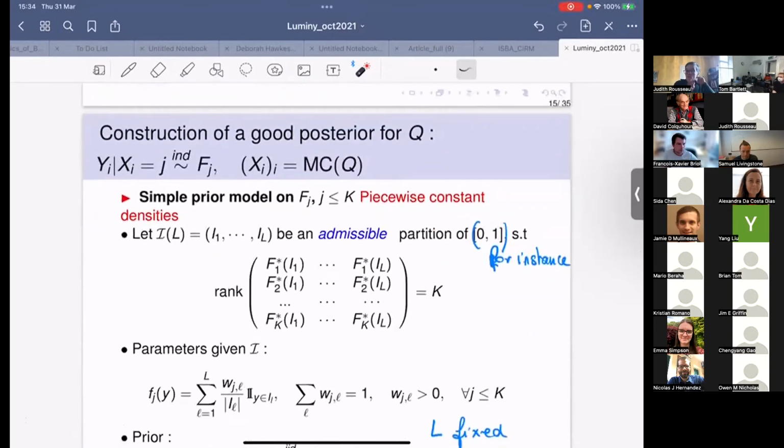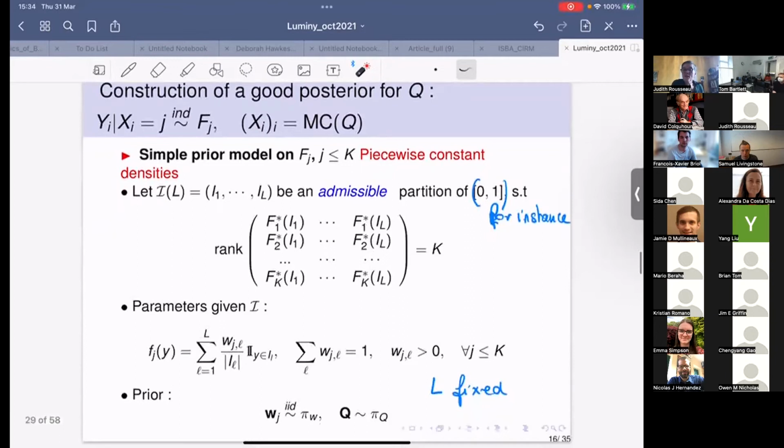So now I'm going to describe how I can construct a prior pi1, which is going to be my first prior in a sense, that will lead me to a very good estimation procedure for estimating Q. And it's going to be a very basic and stupid prior. What I'm going to do is consider random histograms for modeling the densities, the emission densities.